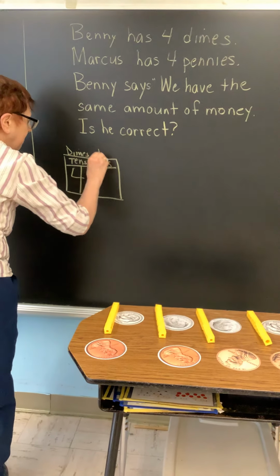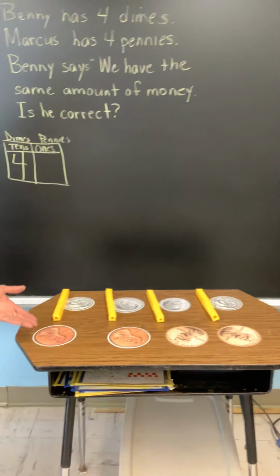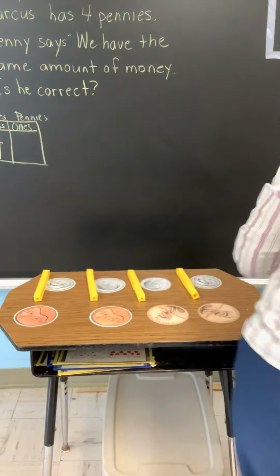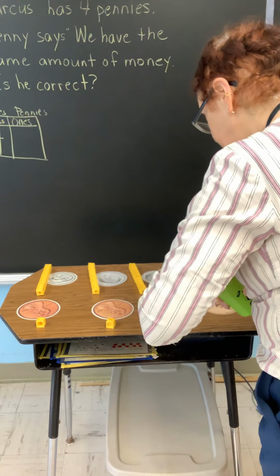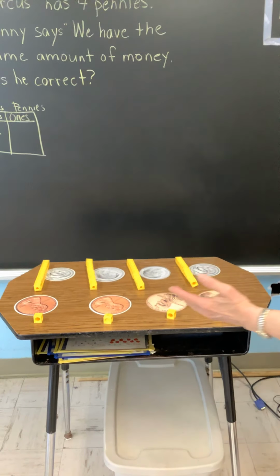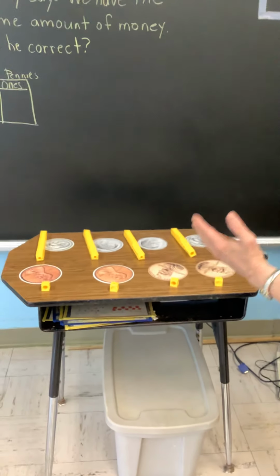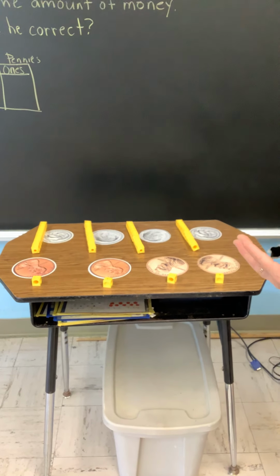And these are our pennies. The pennies are only worth 1. So let's put that here. 1, 2, 3, 4. So now I bet you can tell just by looking if that's correct or not.